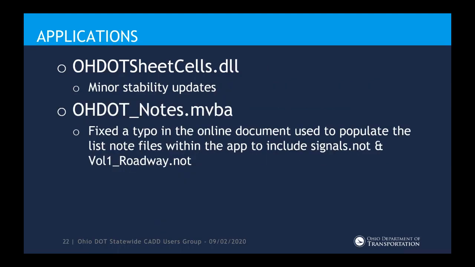The Sheet Cells app had some stability updates, and the Notes app had a couple typos fixed in the online document that was used to populate the list of note files within the application. So the signals note and the roadway note files had a couple typos and weren't being shown in the list.